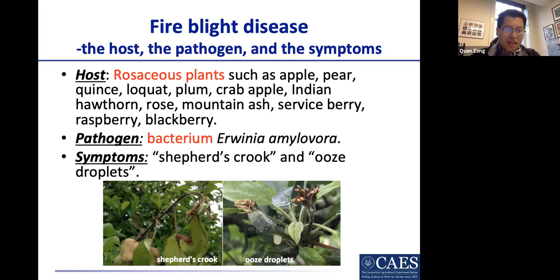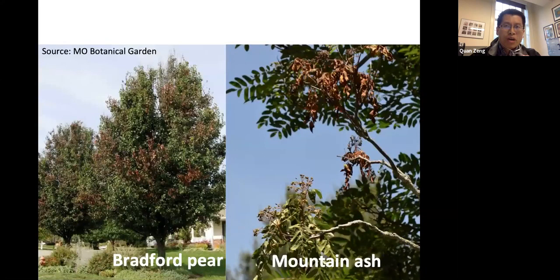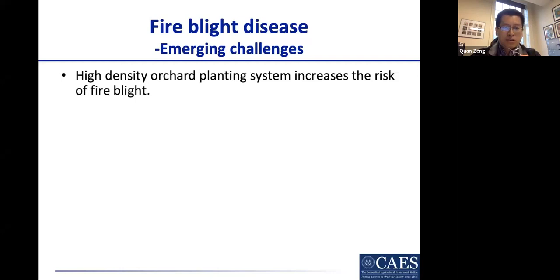So here are some pictures showing disease symptoms on a variety of host plants. Some of those wild host and landscape plants can also serve as a source of inoculum and also pathways for the pathogen to transmit between orchards. Fire blight is an old disease that could be dated back to the late 1700s. However, the occurrence of fire blight in recent years seems to have increased, and the damage seems to be more severe. For a large part, this could be due to the fact that we adopted the high density orchard planting system.